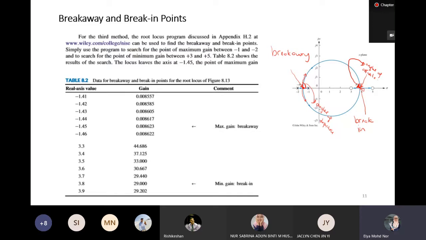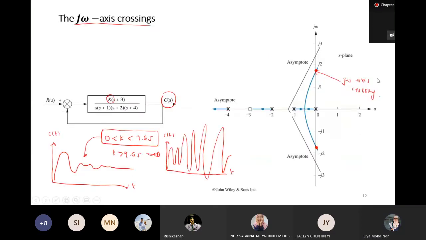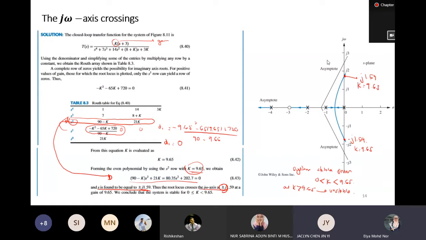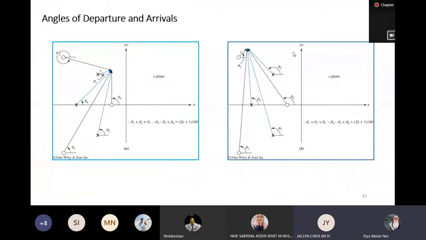So far so good? Okay. Anything? No, ma'am. Okay. So I'm not going to cover the mathematical parts of the angles of departure and arrival, because we're going to do it in simulation. But the one that you need to exercise on is this j omega cross, for the assessment.